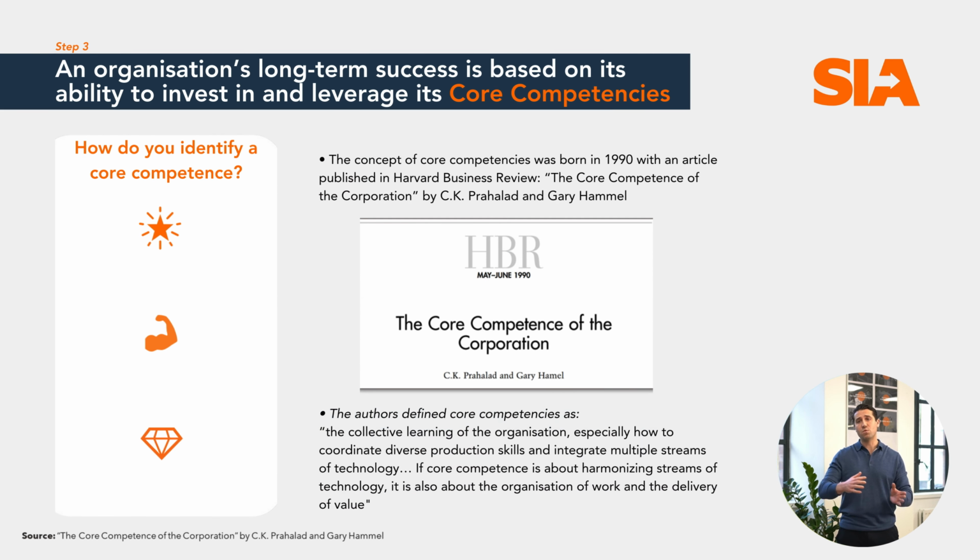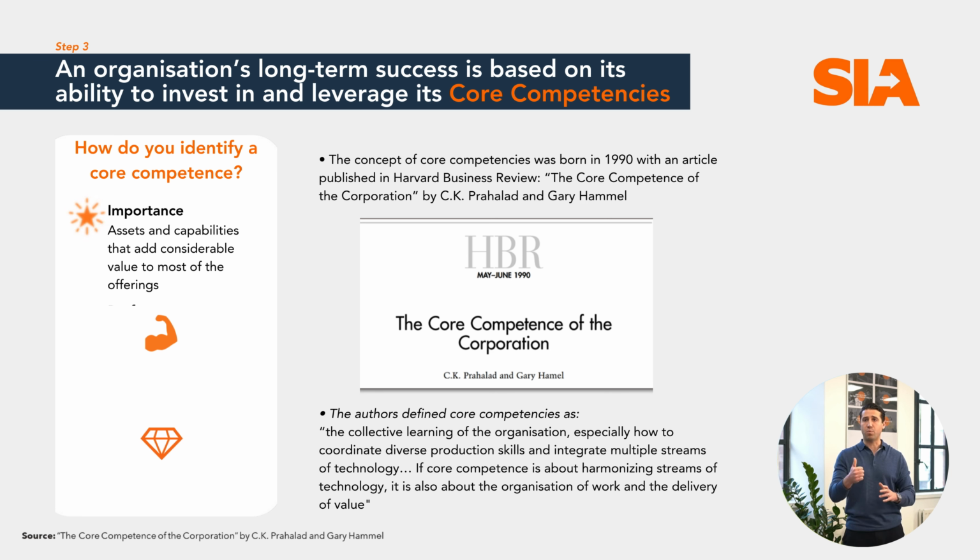How do we then move that on to understanding how core strengths and core weaknesses are connected to each of these capabilities? Well, we look at core competencies. And core competencies are generally in three specific areas. Importance, so assets and capabilities that add considerable value to most of the offerings. How important is a capability for us as an organization to win?